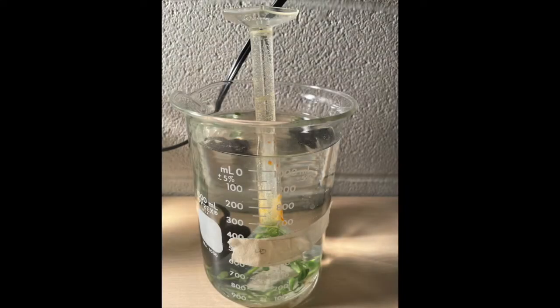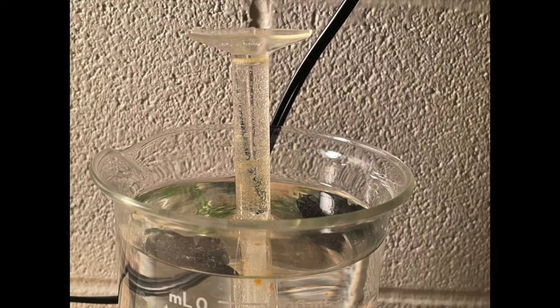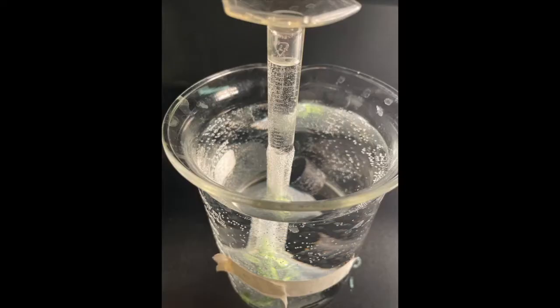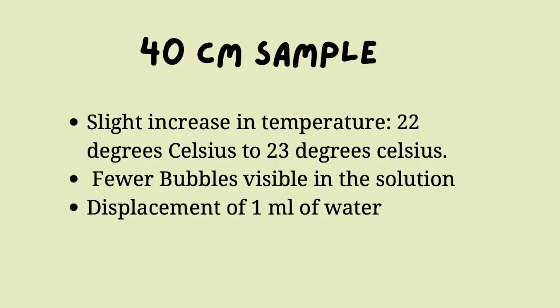For the sample that was 40 centimeters away from the light source, we observed that the beaker felt somewhat warm, and the temperature only went up from 22 degrees Celsius to 23 degrees Celsius, and there was only 1 milliliter displacement of water. The sample also showed a similar number of bubbles in the solution as the 20 centimeter sample.